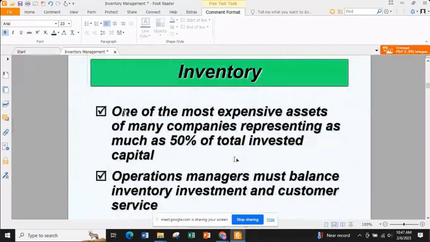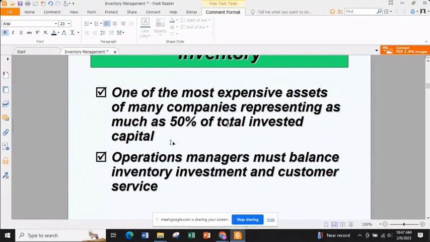Okay, inventory, one of the most expensive assets of many companies, representing as much as 50% of total invested capital. Operation managers must balance inventory investment and customer service. Like I say, I'll give you an example.